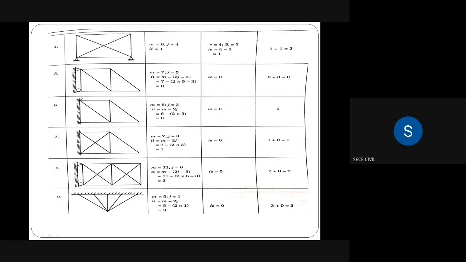If the structure is fully fixed to the wall, as in problem number 6, problem number 7 and so on, where the structure is completely fixed to the wall, that is a fixed support. In these cases, the formula changes: Ia is equal to m minus 2j. That is the difference. The formula is Ia = m - 2j - 3, and if the total structure is fixed to the walls, the formula is Ia = m - 2j.